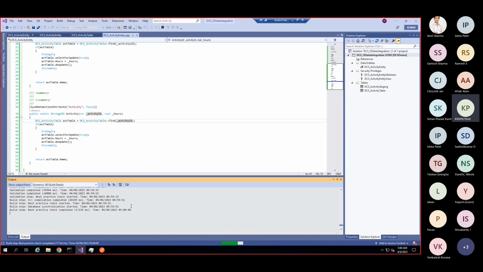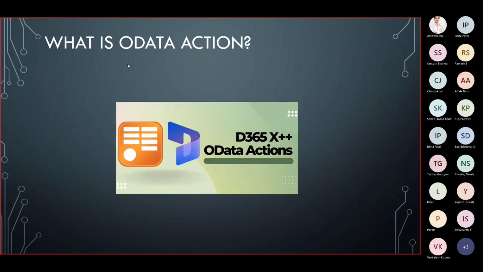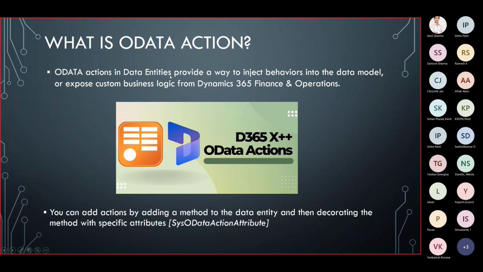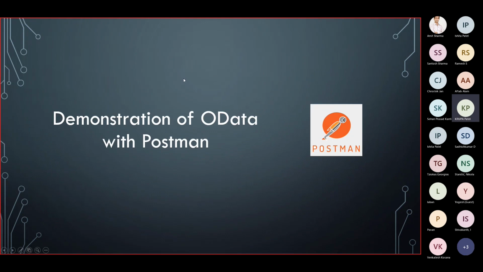So let's go back to the PPT. Till then, we'll go through the demonstration of OData action with Postman. So let me just share my screen. So we just went through how we can create OData actions in a data entity. Now we'll see the demonstration of OData with Postman. So let's go back to Postman.